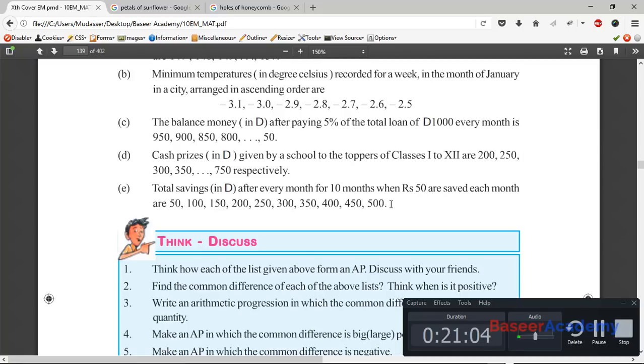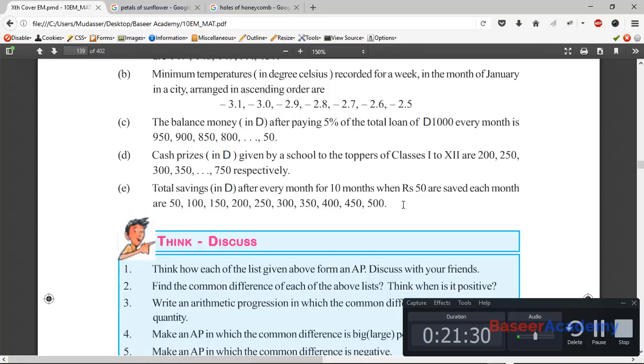I call it an arithmetic progression because the difference is the same. The difference between 100 and 50 is 50. The difference between 150 and 100 is 50 again. So every time I add the fixed difference, I get the next term: 50 plus 50 is 100, 100 plus 50 is 150, 150 plus 50 is 200. So the common difference is the same. That's why this is an arithmetic progression.